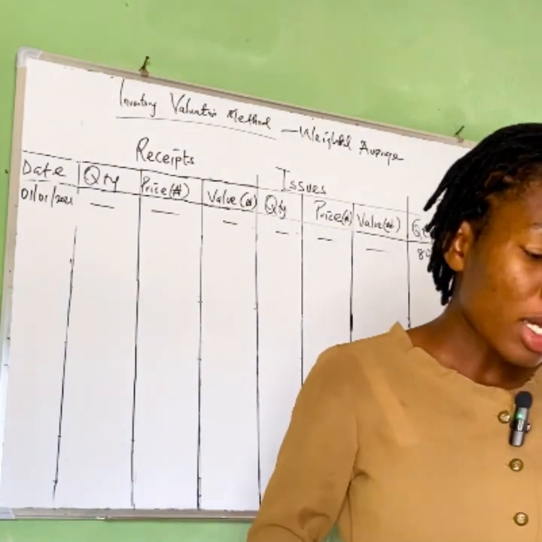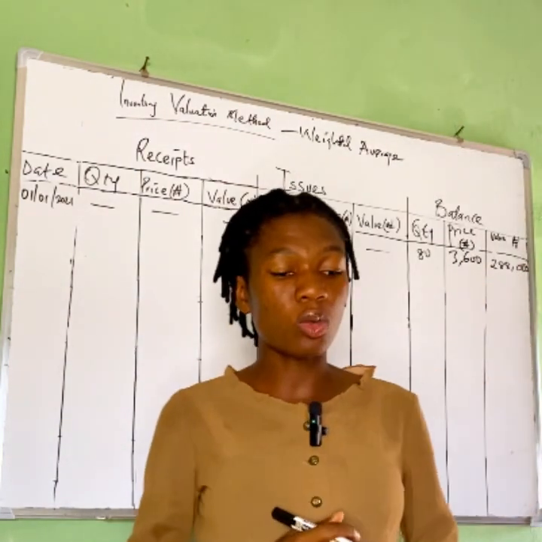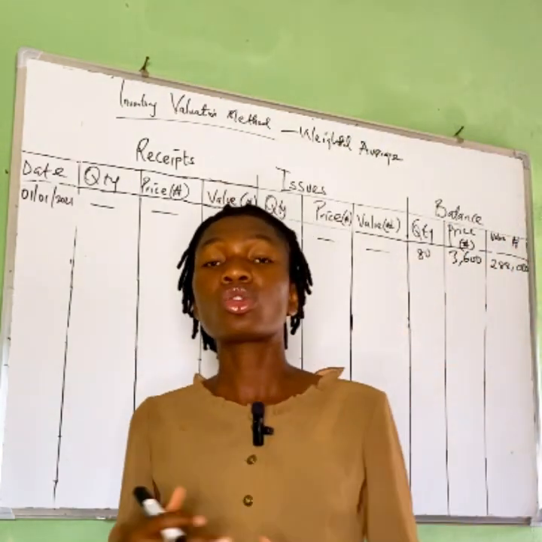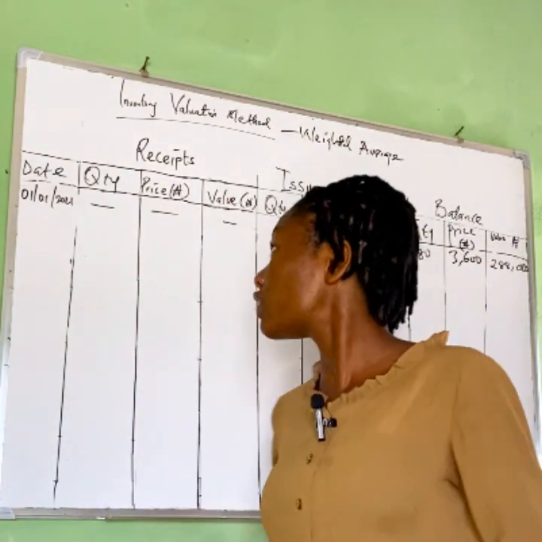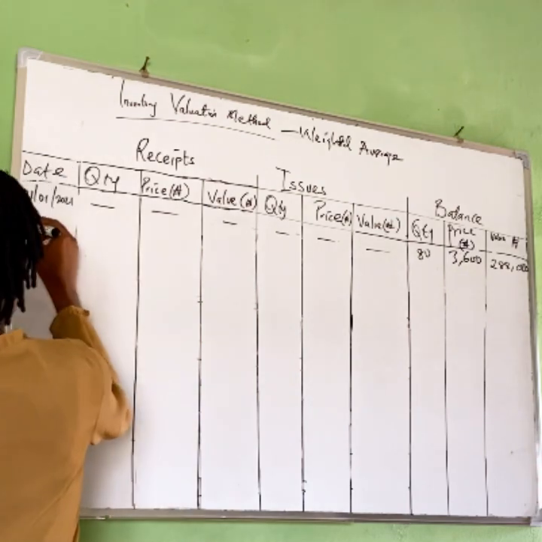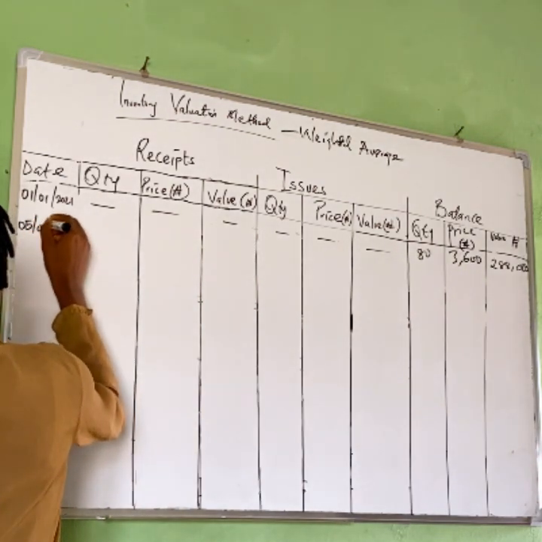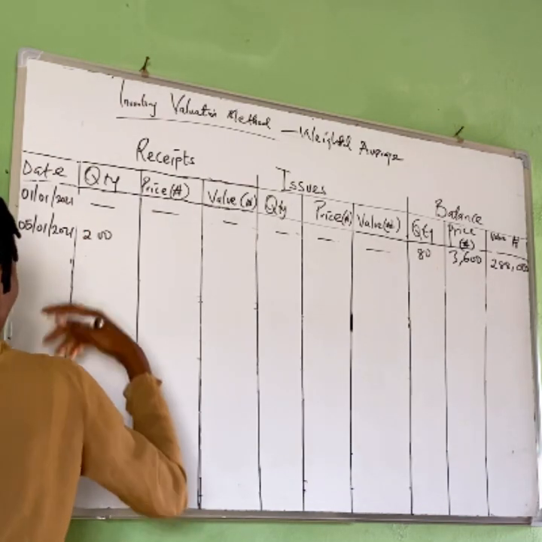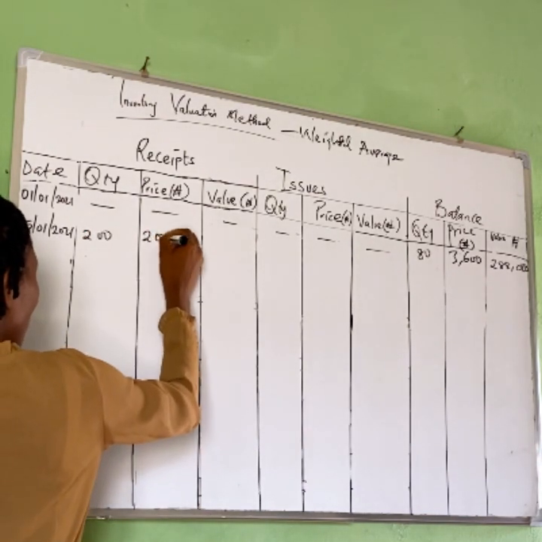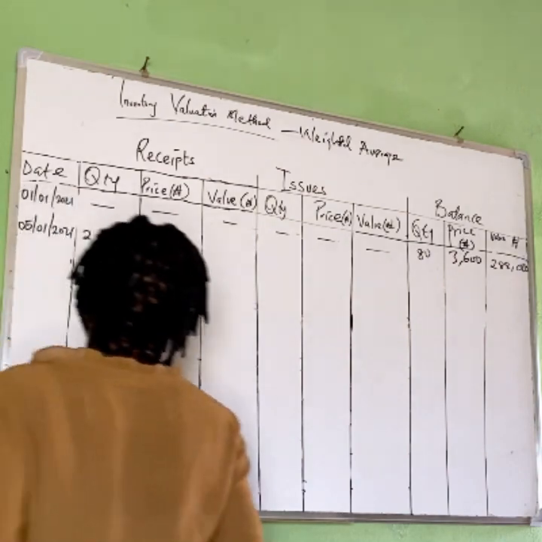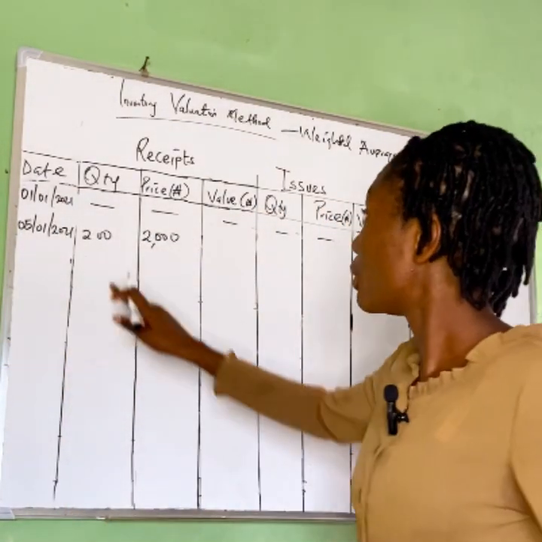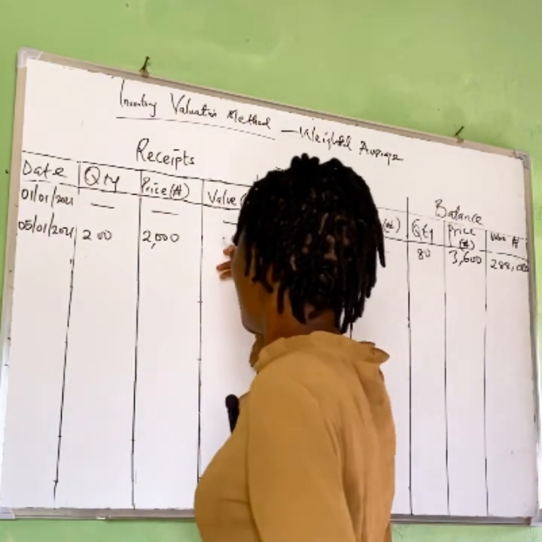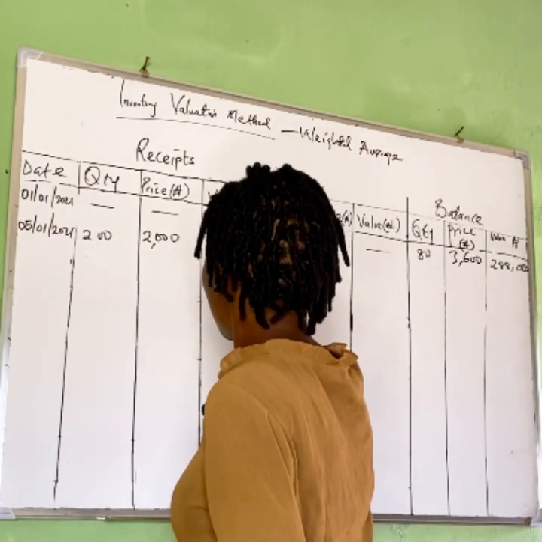On 5th of January 2021, we purchased 200 bundles of net at 2,000 naira each. So on the 5th of January, that's a receipt. We purchased 200 bundles of net and the price per unit is 2,000 naira each. Now, the value is quantity times price. When we multiply, we have 400,000 naira.